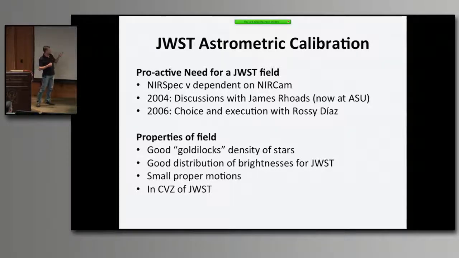So in 2004, when I was visiting Jeff Valenti, just as a friend, James Rhodes was working here, and he said, Jay, I've been put in charge of this astrometric field. What do you think we should do? And so we talked together, and he started devising a plan. Rossi took that over, and in 2006, even before I came here, Rossi took these observations of the JWST calibration field. And when I got here, we started reducing them. And it's been an adventure since then.